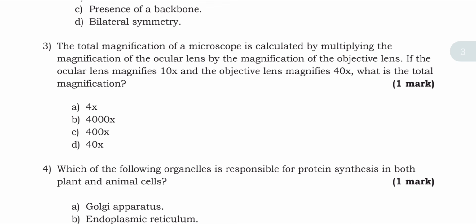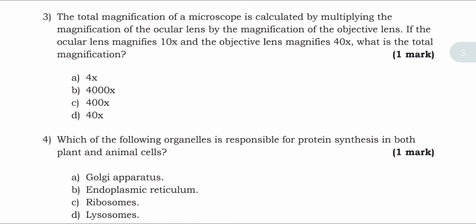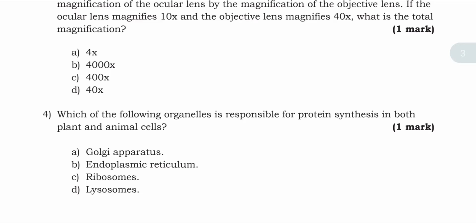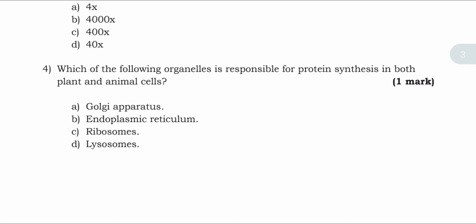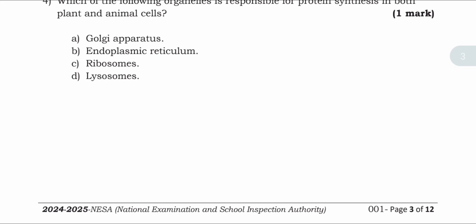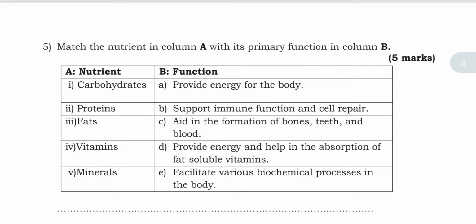magnification? Last question, number 4. Which of the following organelles is responsible for protein synthesis in plant and animal cells? And we have four options that we have to choose from. Okay, now we can move on to the next question. I would like to tell you that you have to prepare your exam very well. Okay, now these are options A, B, C, and D. Now we can move on to question number 5.